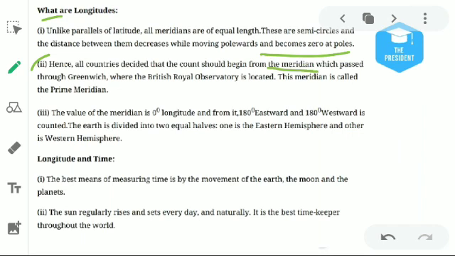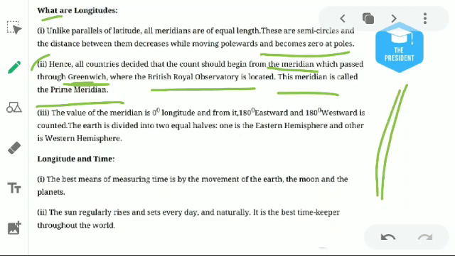The prime meridian passes through Greenwich, where the British Royal Observatory is located. Basically, in London there is an observatory known as the British Royal Observatory in the city of Greenwich, and the prime meridian is taken from there because that line passes through it. That is known as the 0 degree longitude, the prime meridian. I have discussed already that 180 degrees eastward and 180 degrees westward divide the eastern and western hemispheres.